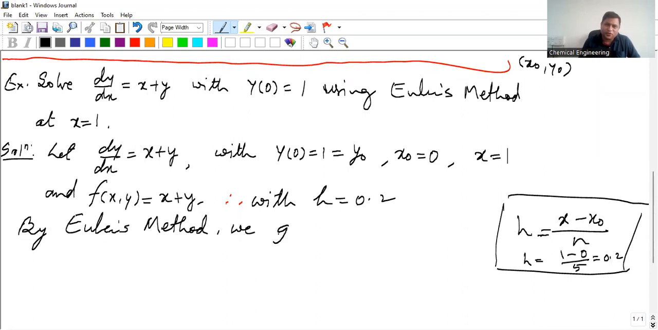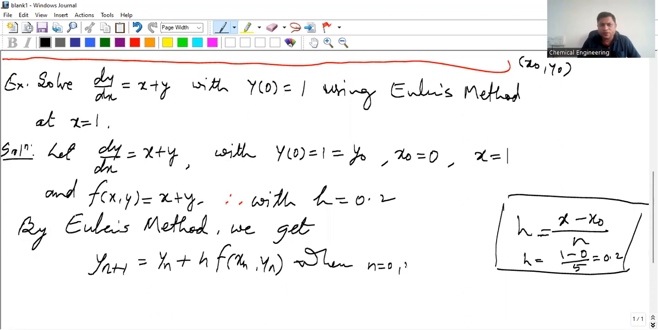What we get is yn plus 1 is equal to, always write the general formula, yn plus h times f of xn, where n is running from 0, 1, 2, 3. Okay, so consider what we know. We know x0. x0 is going to be 0. We know h. h is going to be 0.2. And we know y0. y0 is going to be 1.